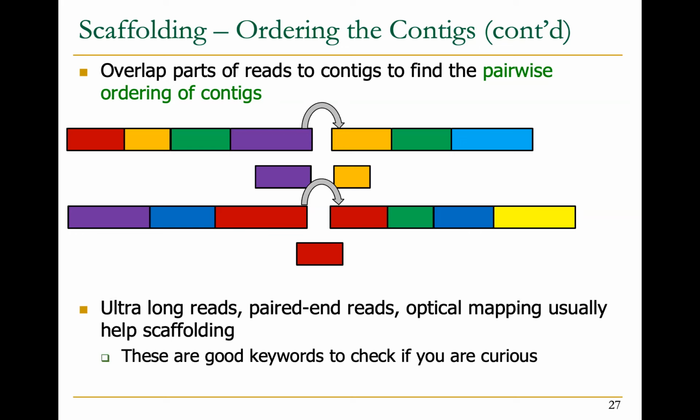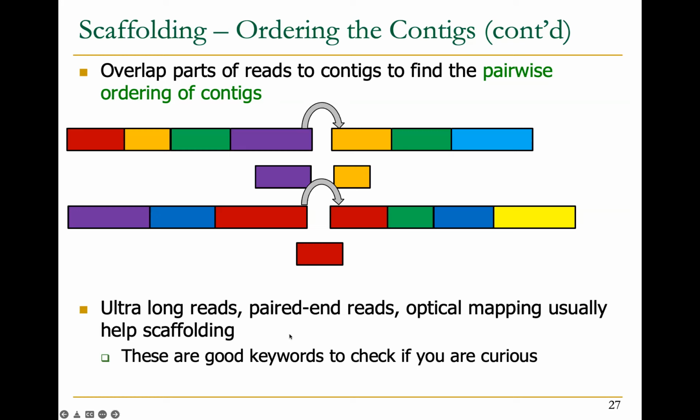So what helps scaffolding? Usually we want to use ultra long reads so that we can identify such overlaps. We can use paired-end reads. Paired-end reads are essentially paired where there's a gap between them, and maybe one pair may be overlapping here and one pair overlapping here. Since we already know that these two pairs are close to each other, we can say that maybe these contigs are also close to each other.